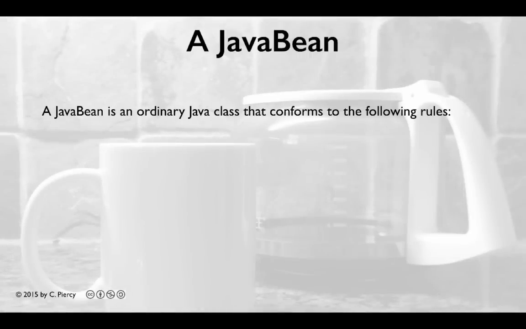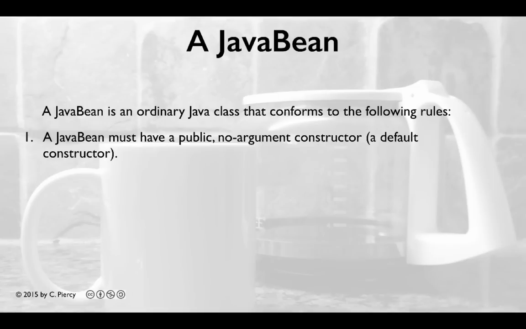A JavaBean is an ordinary Java class that conforms to the following rules. 1. A JavaBean must have a public, no argument constructor, aka a default constructor. This is required so that Java frameworks can facilitate automated instantiation.